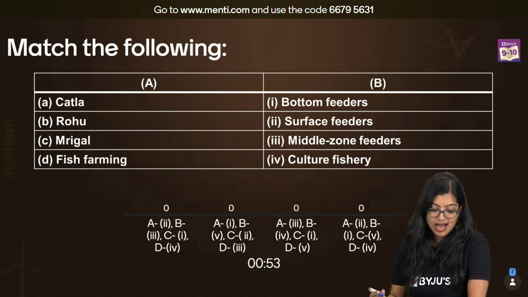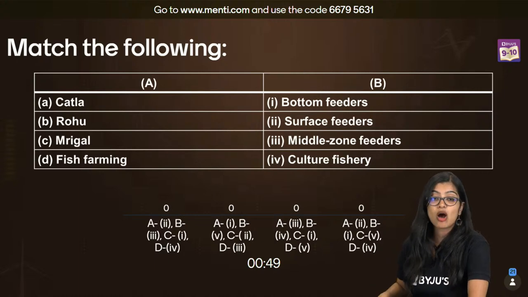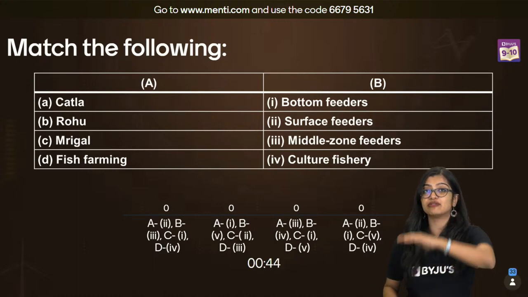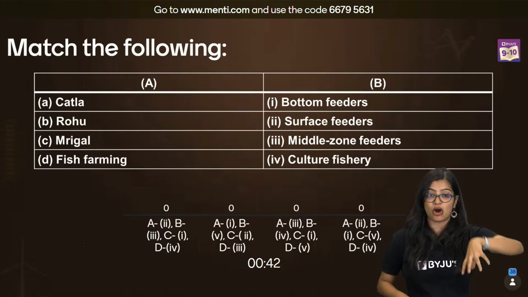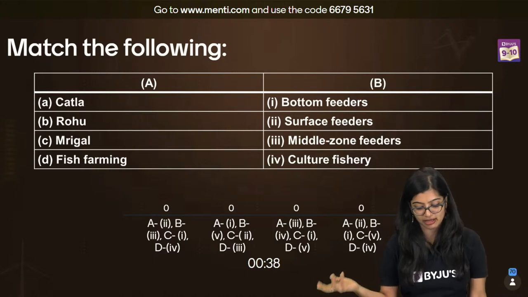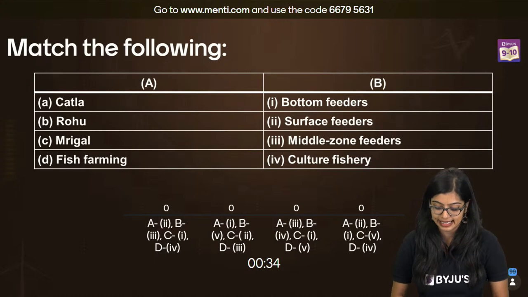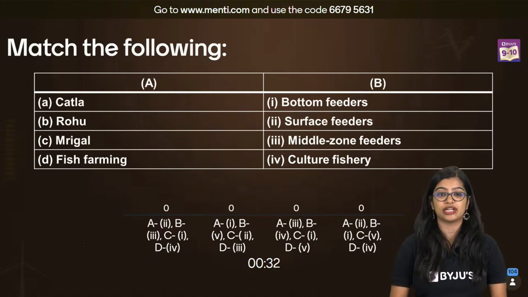Now you have Katla, Rohu, Mrigal, fish farming. See, this is on composite fish culture, okay? Where do they come? You have top feeders, middle feeders, bottom feeders. This is the example which is given. And in the end, you have fish farming, right? So this should be very simple and easy. Take your time, match this question.